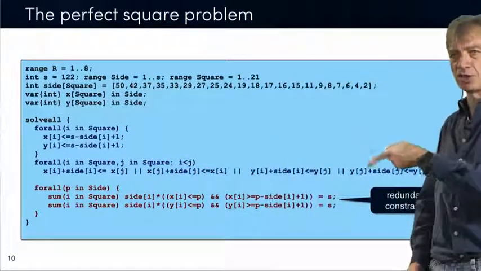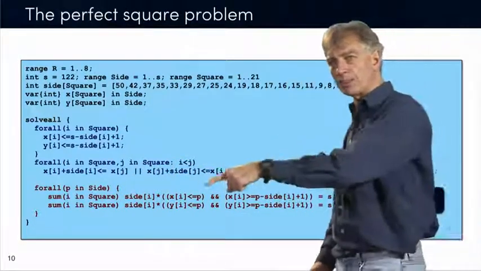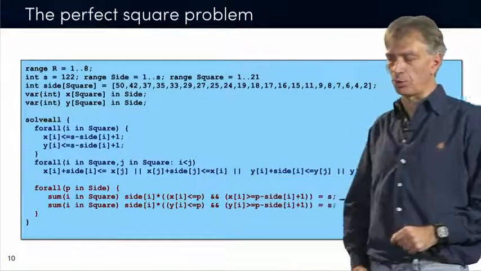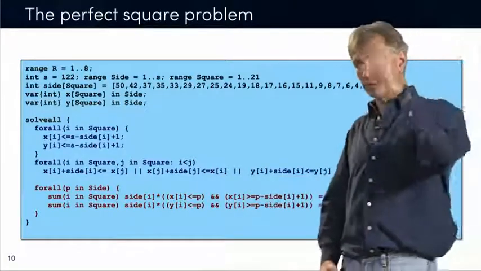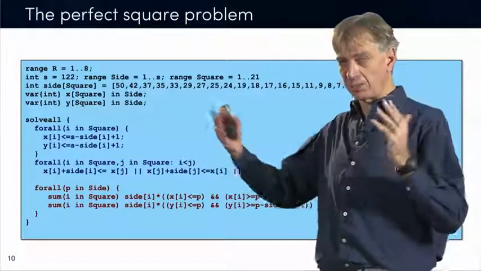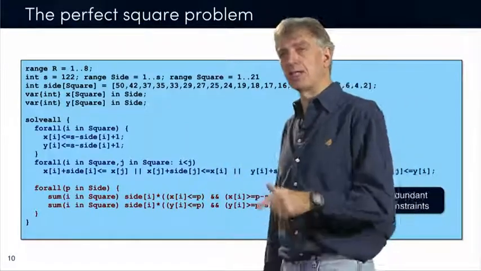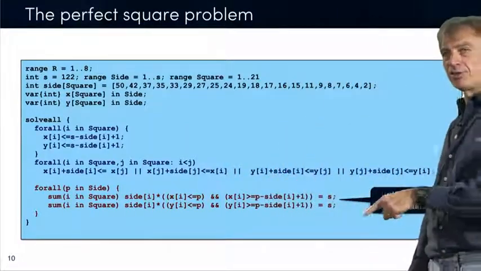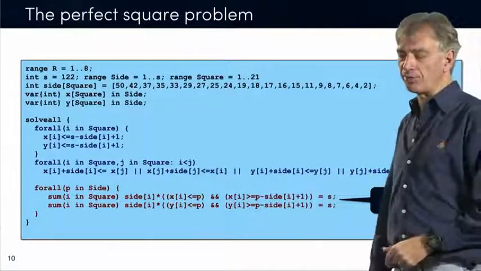For a particular position P, you are going to look at the squares that intersect with P, containing P in a sense, and make sure that the size is the side of the big square. So this is a reified constraint.